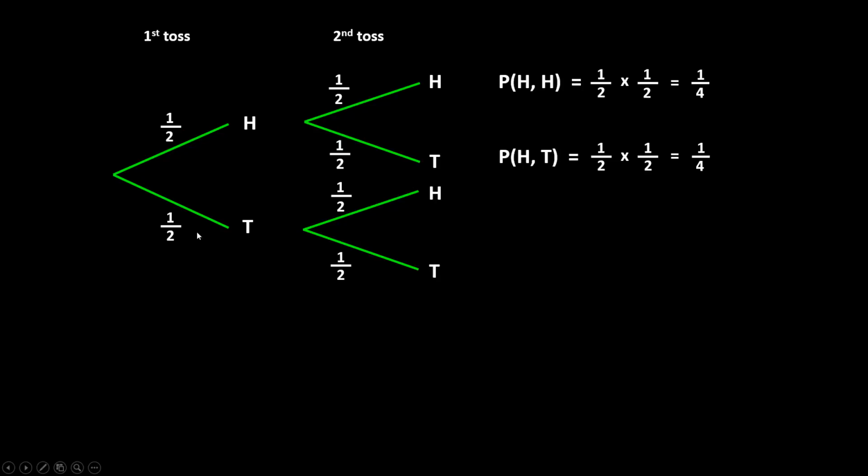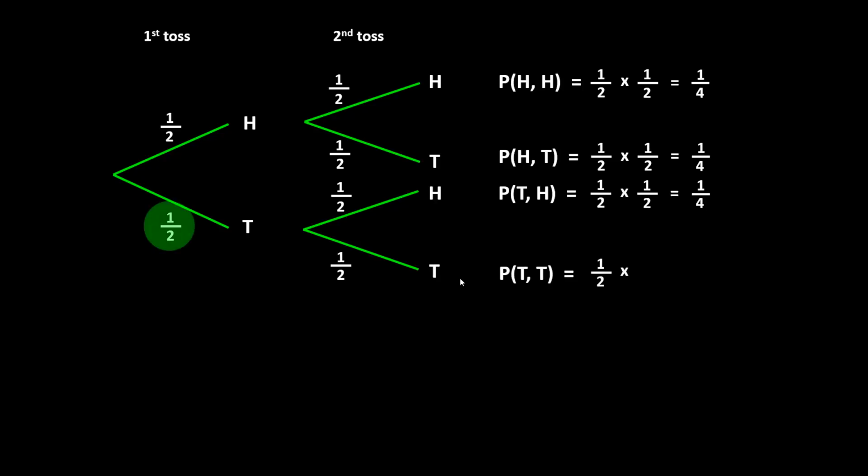Let's have a look at the next route, and that goes along tail and head. So that tells us the probability of getting a tail and a head, and you can guess it is a half times a half, which is a quarter. And then the last one, it's tail followed by tail. So it's tail and a tail, and once again it's a half times a half, which I'm sure you know by now is a quarter. You probably knew that anyway.